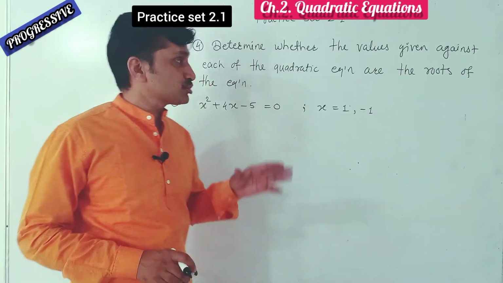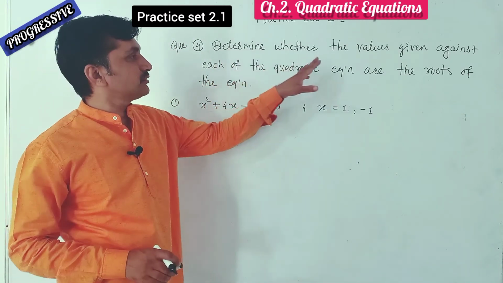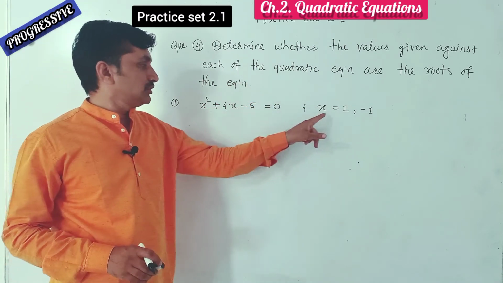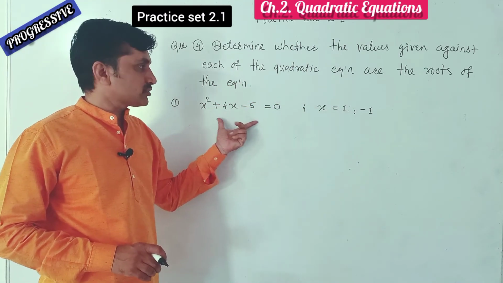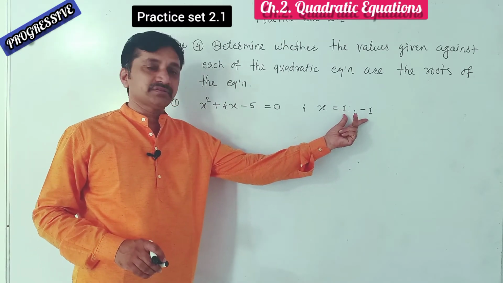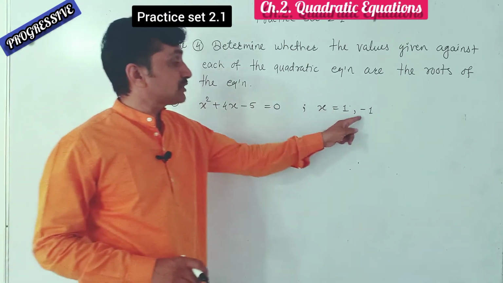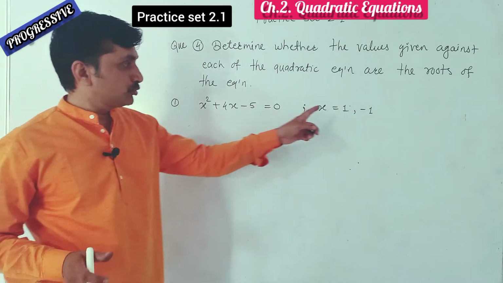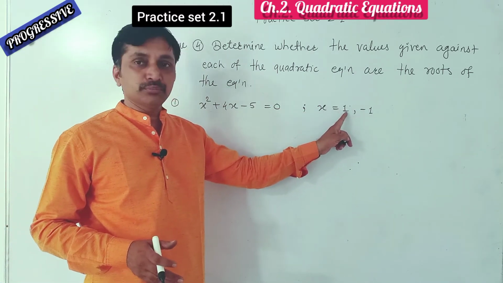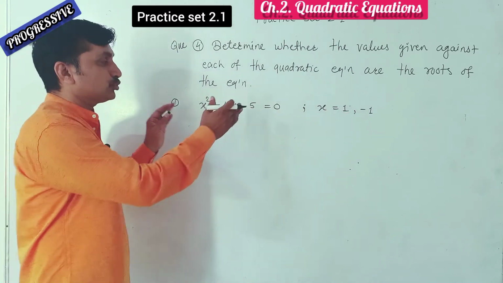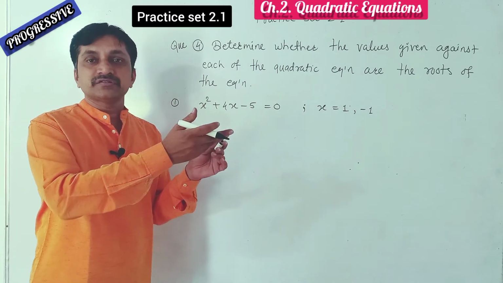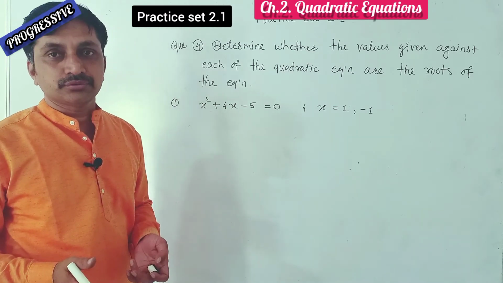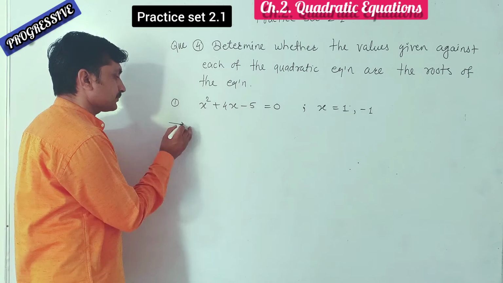Dear friends, let's see question number 4. Determine whether the values given against each of the quadratic equations are the roots of the equation. Now here the equation is given, it is a quadratic equation, and two values of x are given. We have to determine whether these values are roots or not. How to identify? We have to put the value of x is equal to this number in the equation, and if we get both sides equal, then that is the root. If we don't get both sides equal, then that is not a root. It is very easy. Let's see now.